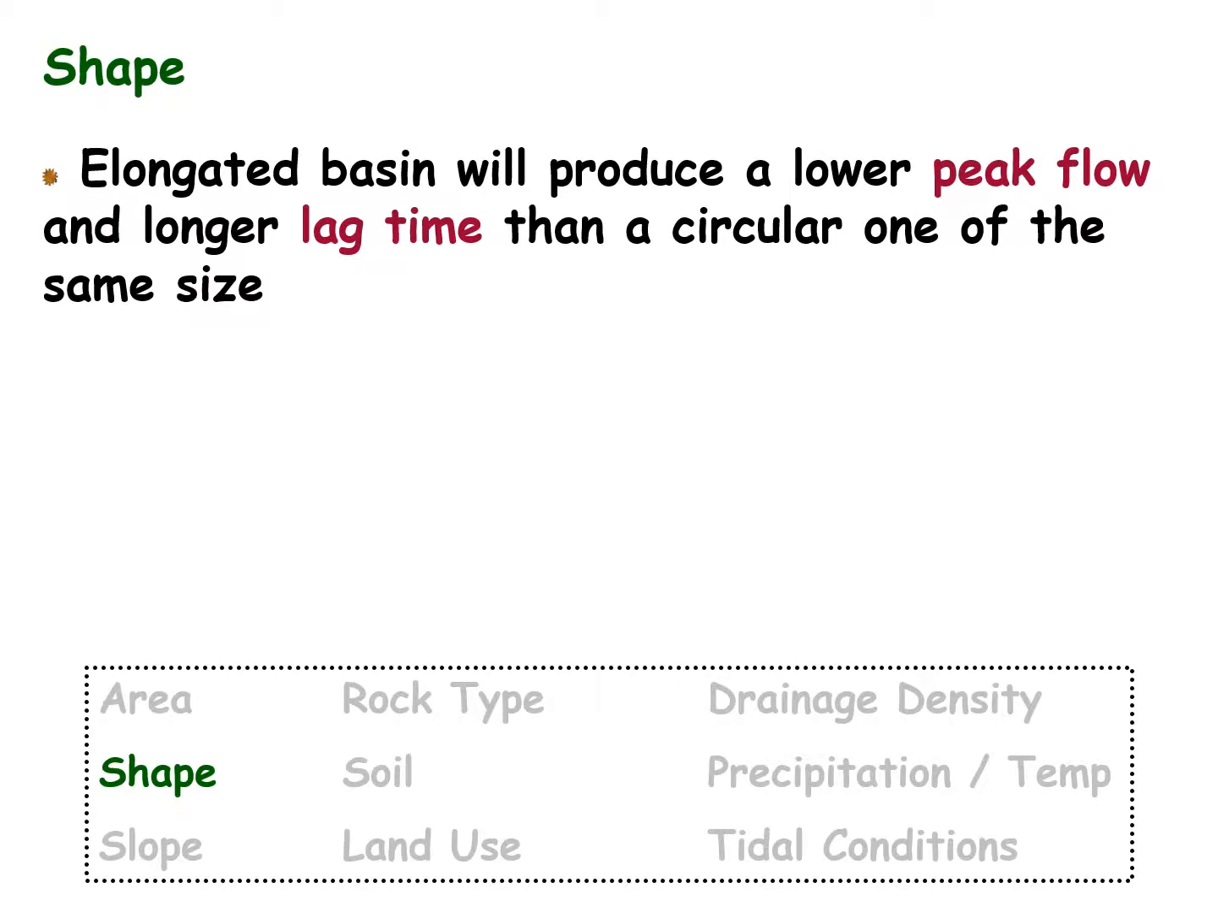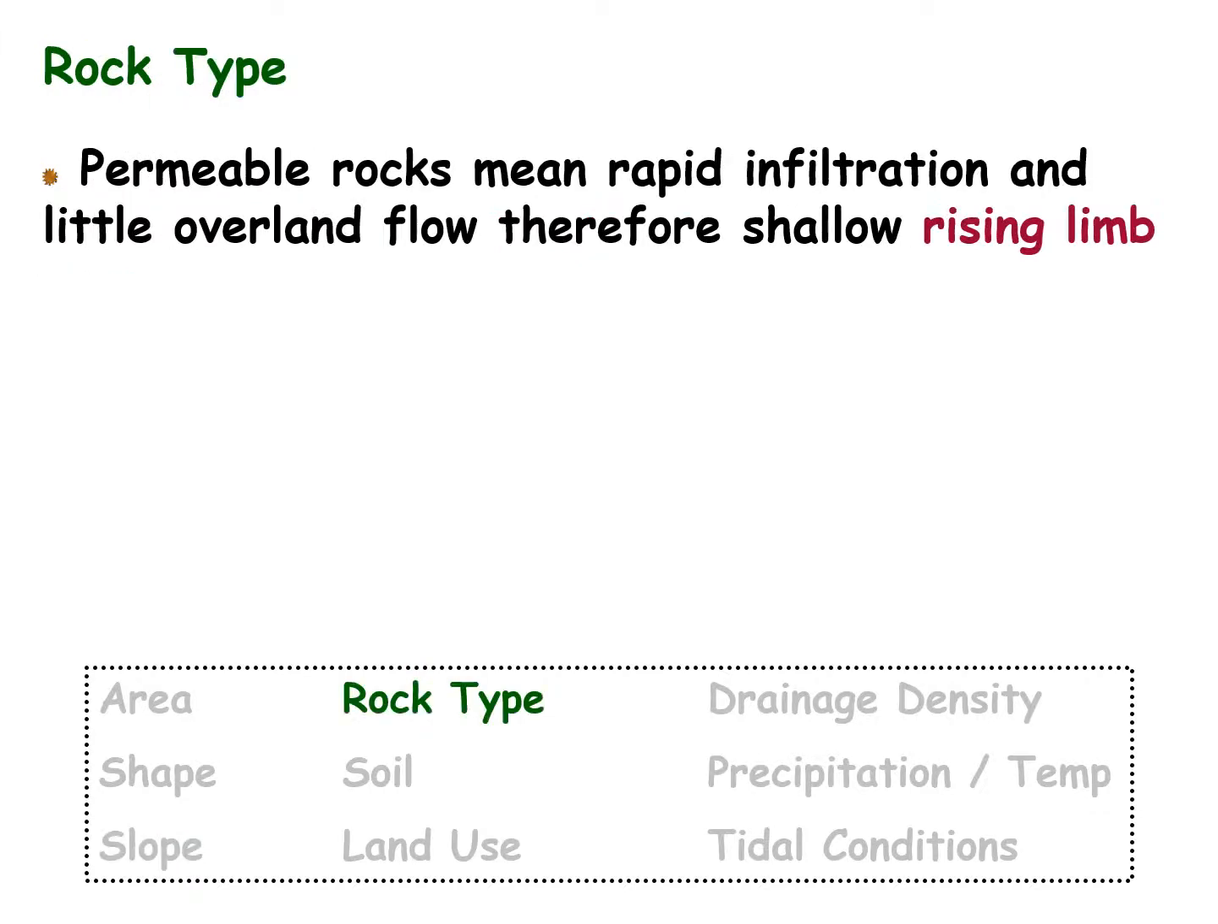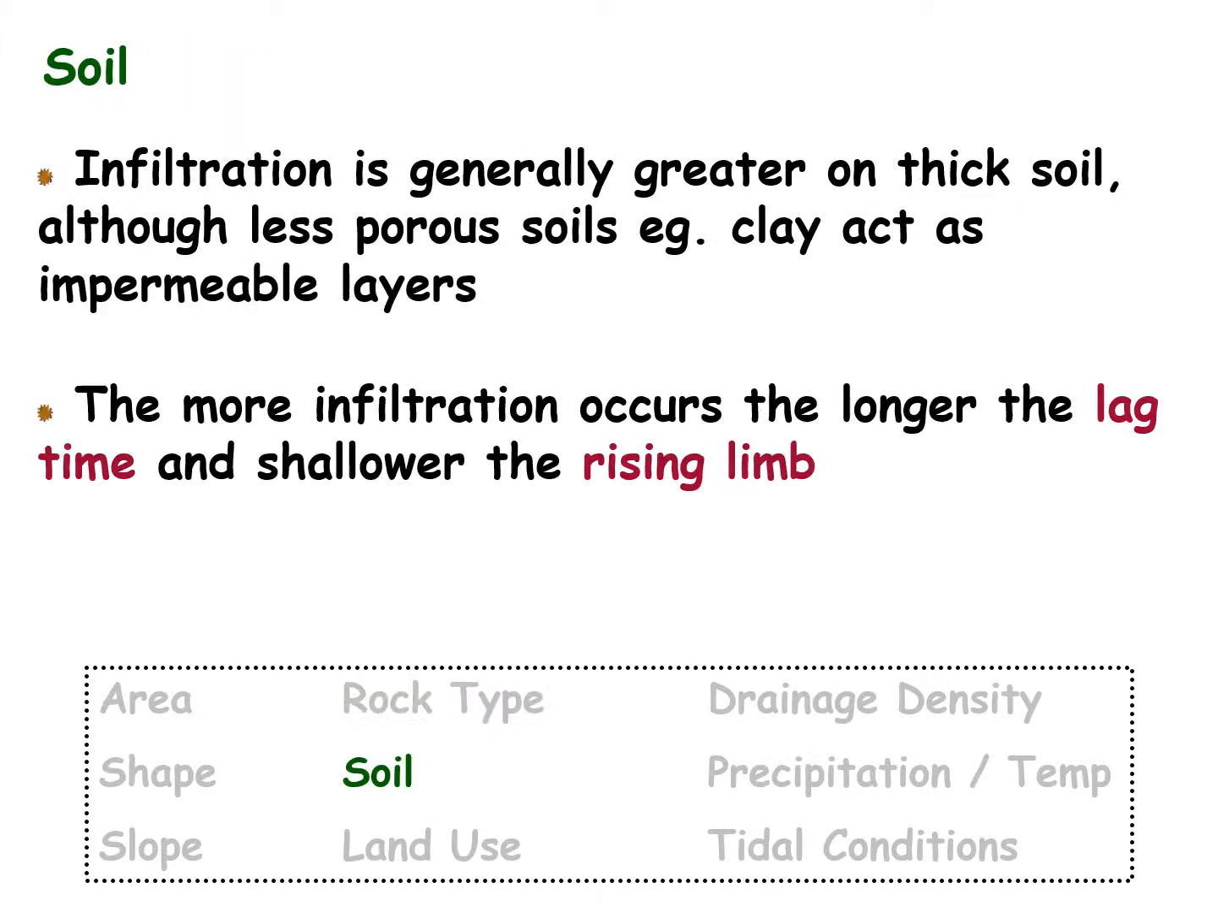Shape: an elongated basin will produce a lower peak flow and larger lag time than a circular one of the same size. Slope: channel flow can be faster down a steep slope, therefore a steeper rising limb and shorter lag time. Rock type: permeable rocks mean rapid infiltration, so little overland flow, therefore a shallow rising limb.